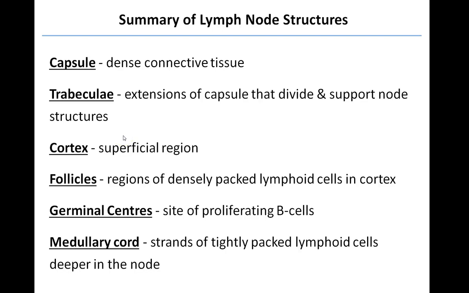So this just summarises some of the topics I was talking about previously, some of the structures found in a lymph node. You have a capsule. Extensions of the capsule called trabeculae extend inwards. They divide and support the node structures. You have a cortex, which is the outer superficial region, and a medulla, which is the inner region. Follicles are spherical structures found within the cortex, densely packed with lymphoid cells, and I mentioned briefly the germinal centres that are sometimes found in the centre of follicles, where there are proliferating B cells or B lymphocytes, as they're also called. Medullary cords are strands of the lymphoid cells found deeper into the node.